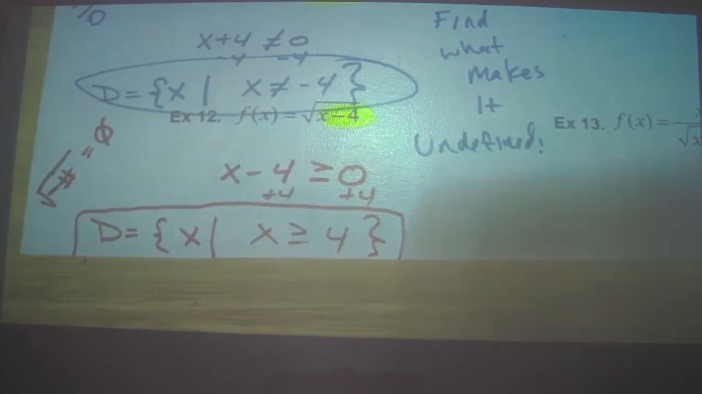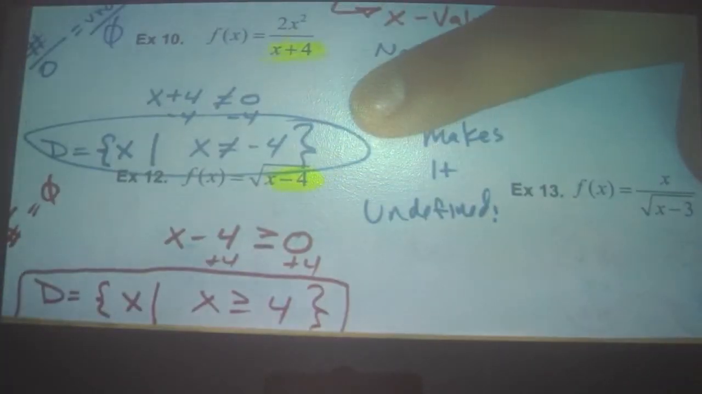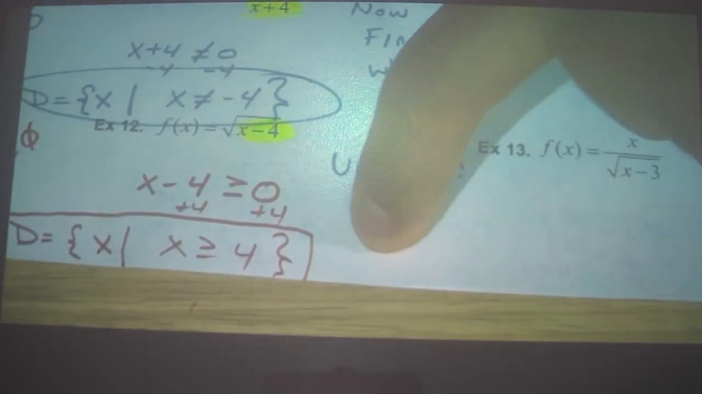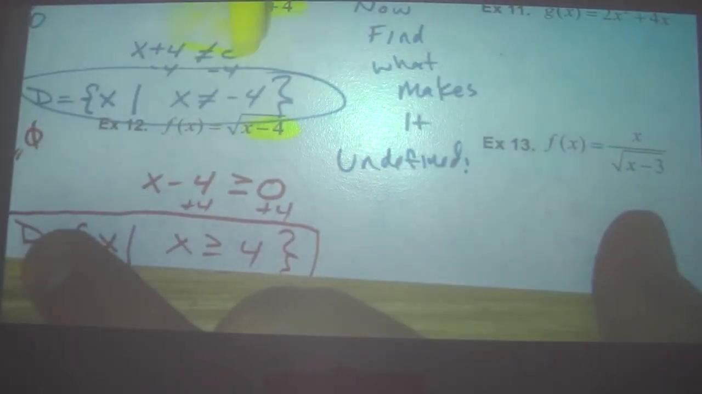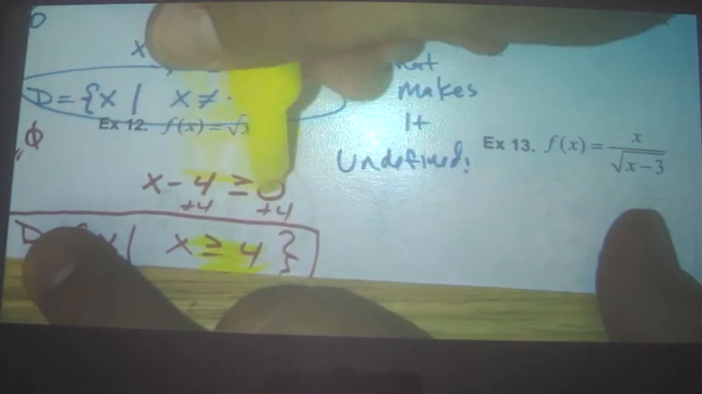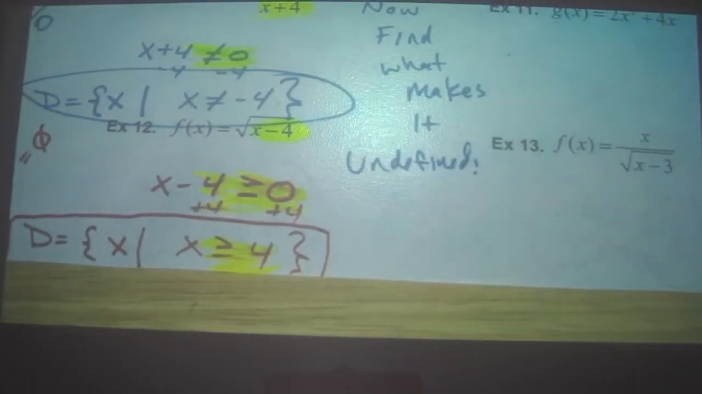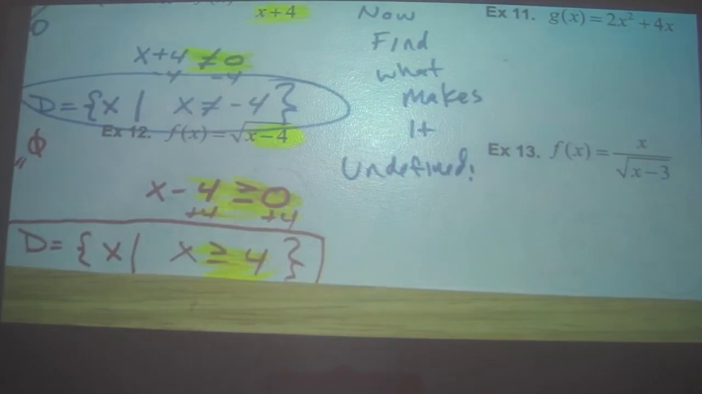Okay, so these are the two concepts that you got to get down. If you have a denominator, that can't be 0. If you have a square root, it can't be negative, so that's greater than or equal to 0. Okay, so I'll highlight those two ideas right there. Denominator. If you have a denominator, that can't be 0. If you have a square root, that can't be negative. That has to be greater than or equal to 0.